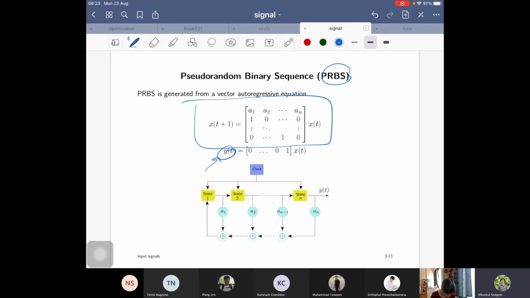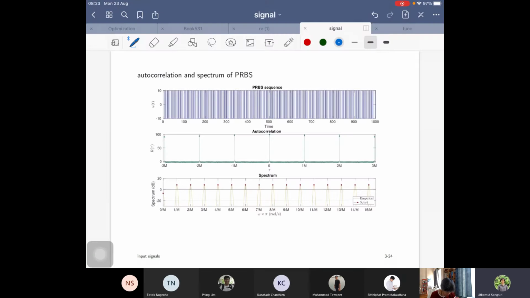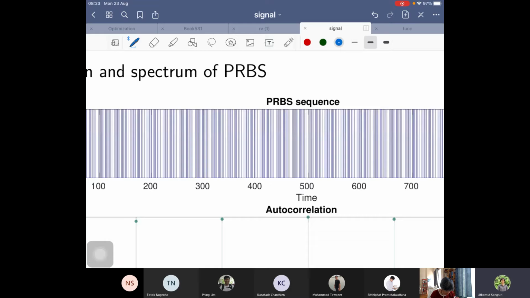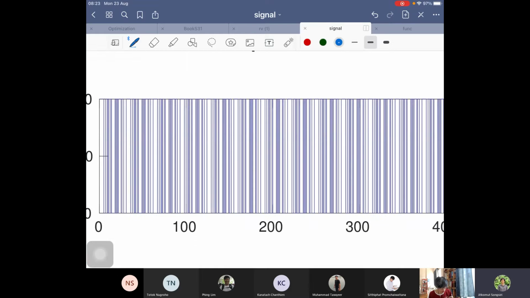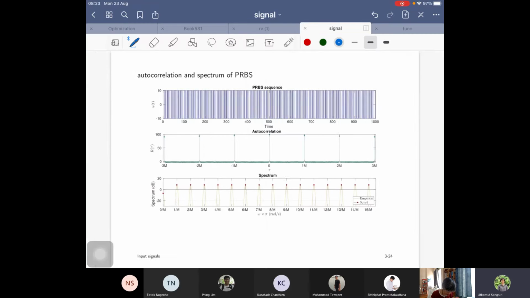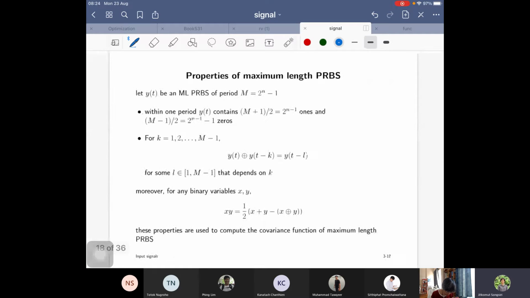If I jump to some examples of the sequence real quick, don't worry about the magnitude yet, but it's going to look pretty random like this: 0 1 0 0 1 1 1. We're going to see it in more detail shortly.